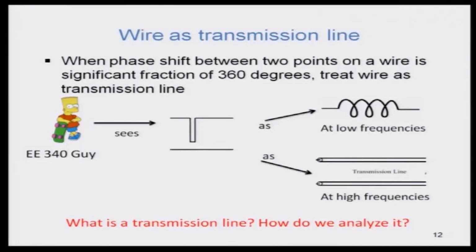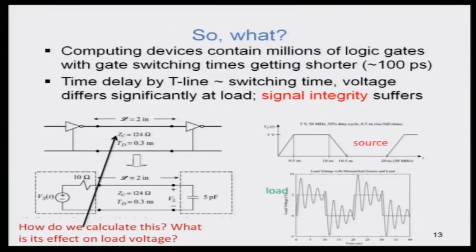That leads us to the question: what is a transmission line and how do we analyze it? Now, you might ask, so far we have talked about circuits and electromagnetic theory, and we said that there are situations where circuit theory does not give you correct answers, whereas electromagnetic theory will give you correct predictions. So, why should we be bothered about this electromagnetic phenomenon?